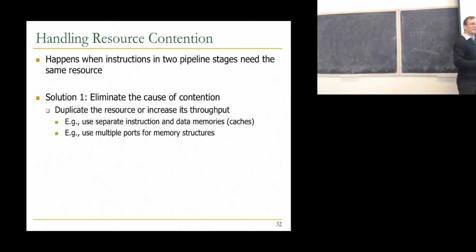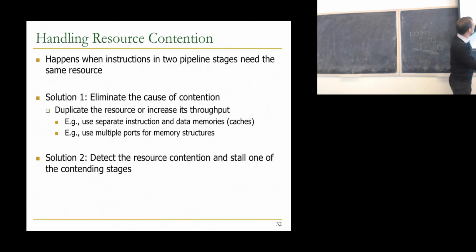Well, another resource is memory, right? When you're fetching from memory, in the instruction fetch stage, every instruction needs to fetch from memory. But there's also a memory stage where load and store instructions need to fetch from memory. Let's say load needs to fetch from memory. If you have one read port to memory, again, that's a resource contention. One way of handling it would be using separate instruction and data memories, caches, as we will see. The second way of handling is using multiple ports for these memory structures.